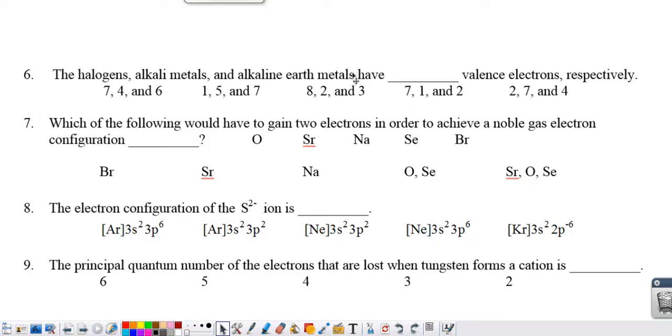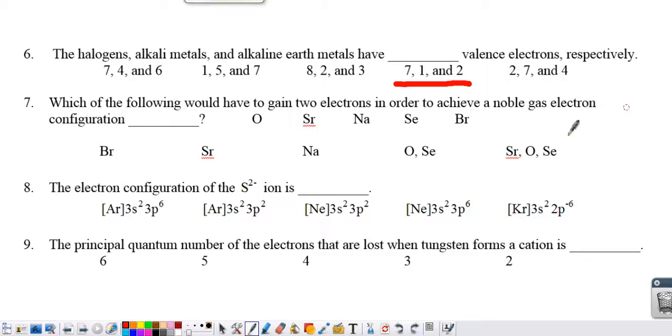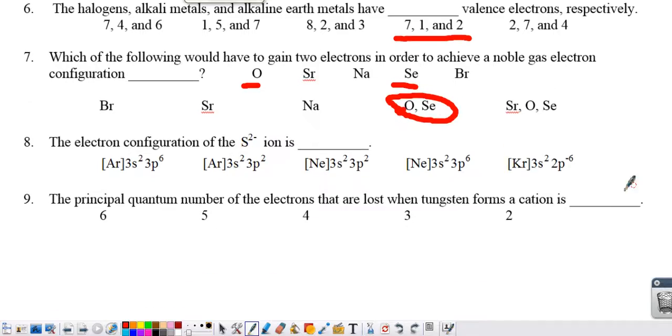Next page. Halogens, alkali metals, and alkali earth metals have how many valence electrons? Pretty simple question. This one here. Yep. Which of the following would gain 2 electrons in order to achieve a noble gas configuration? Gain 2, oxygen, and selenium. So this one here. The electron configuration for sulfur -2. Sulfur has 6. It is 3s2, 3p4. 3s2, 3p4, but that's a -2, so it has 2 extra, so it's actually this one right here.